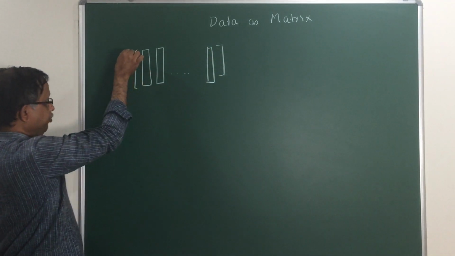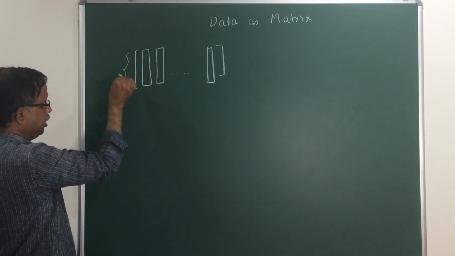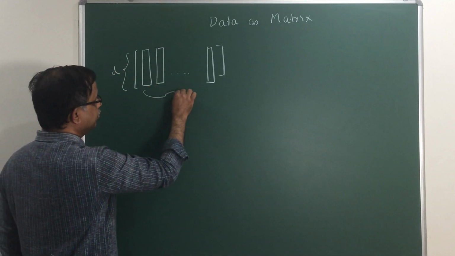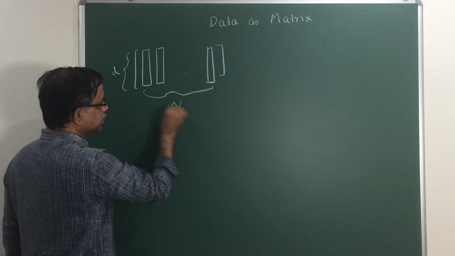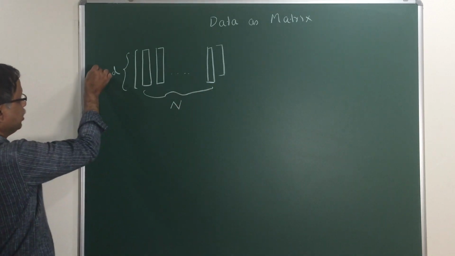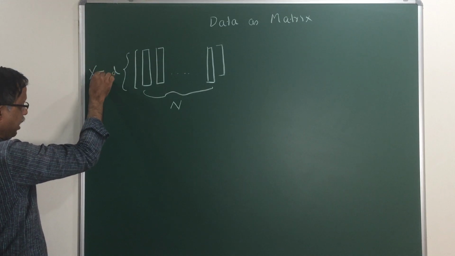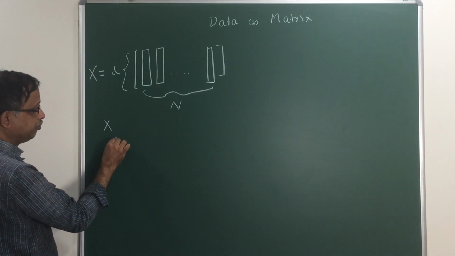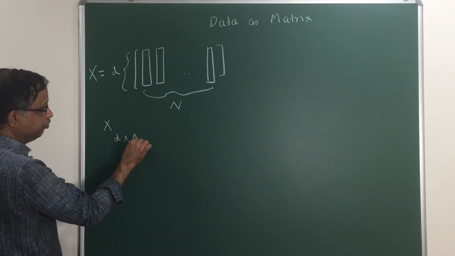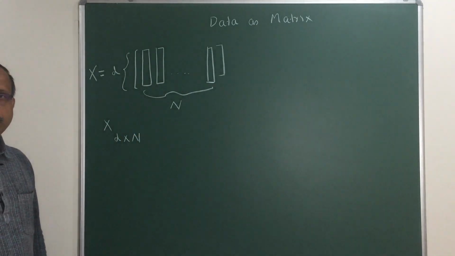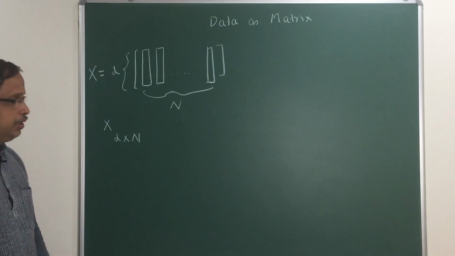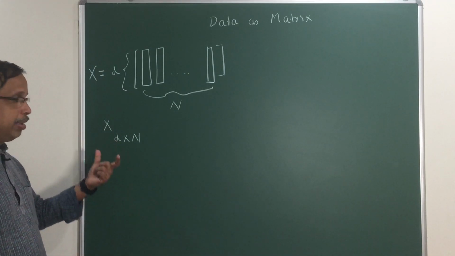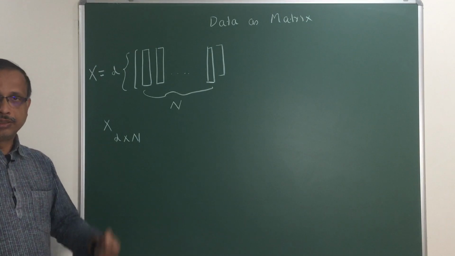So if each sample is in D dimension and we have n samples, we can consider this as a matrix X as a matrix of D by n. This is quite straightforward, but this matrix sometimes has a lot of interesting insights.